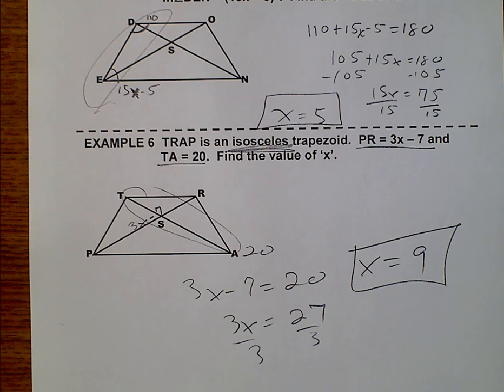So trapezoids are not quite as easy to work with as squares and rhombi. They've got some different rules involved, but still not terribly complicated. You're either making them add up to 180 or equaling each other. So good luck on your assignment.